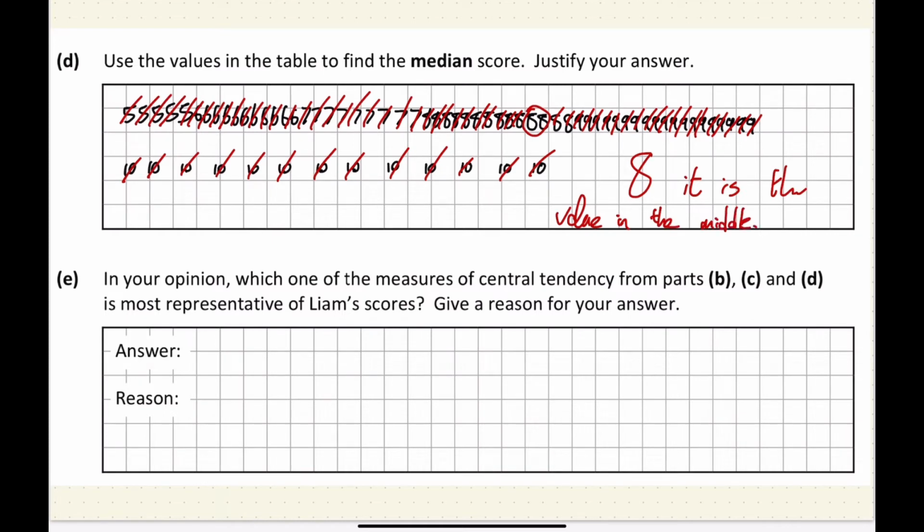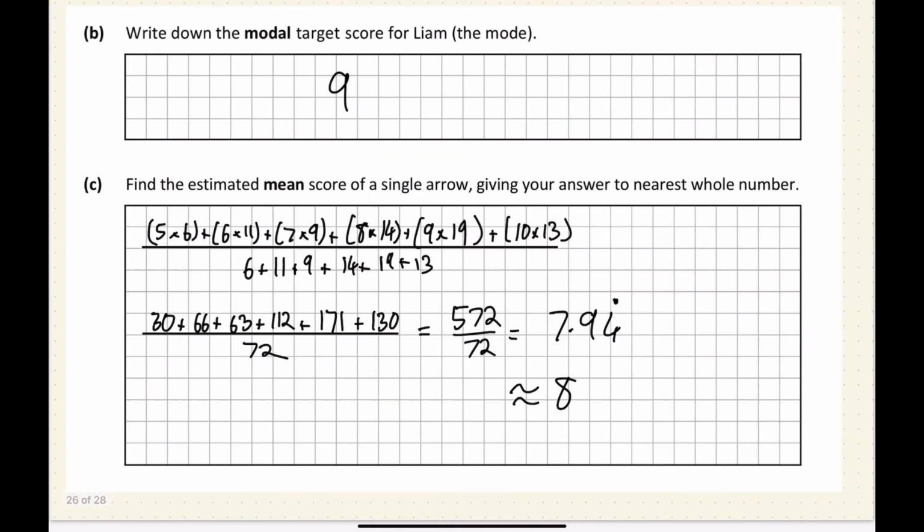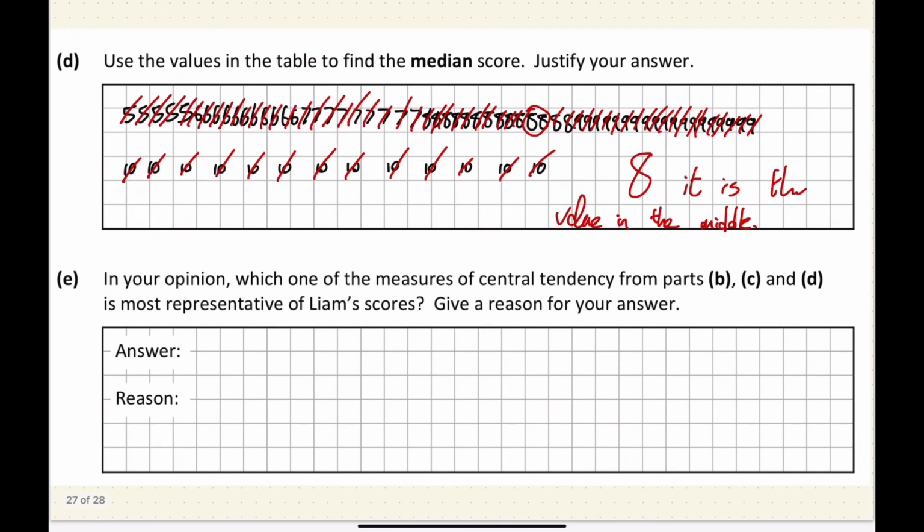Okay, so that was that one there. In your opinion, which one of the measures of central tendencies from part B, C, and D is most representative of Leem's score? Give a reason for your answer. Okay, so I would say that the answer should be mode, because it's the one he hits the most, all right? So this is the target he hits the most.